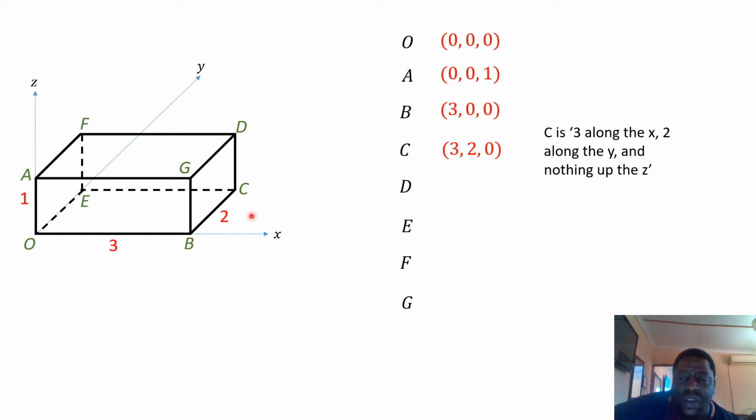So we say C is 3 along the x, 2 along the y, and nothing up the z. Okay, right. D, well, again 3, 2, and then obviously 1 unit up. Okay, E is there, nothing along the x, 2 along the y, and nothing up the z. So it's 0, 2, 0. F is again nothing along the x, but 2 along the y, and F is 1 unit above the z coordinate, so 0, 2, 1. I'll let you play around and find G for a minute. I hope you arrive at the same answer. G is 3, 0, 1.